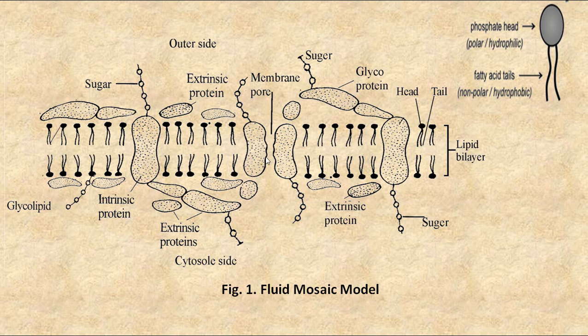Here you can see the membrane pore as well as some of the sugar chains attached to the protein, which are called glycoproteins, while when the sugar chains are directly attached to the lipid content, they are called glycolipids. And these give the antigenic property to the plasma membrane.